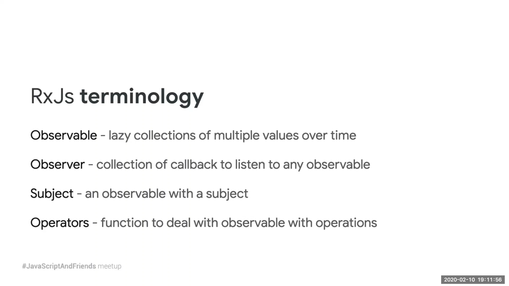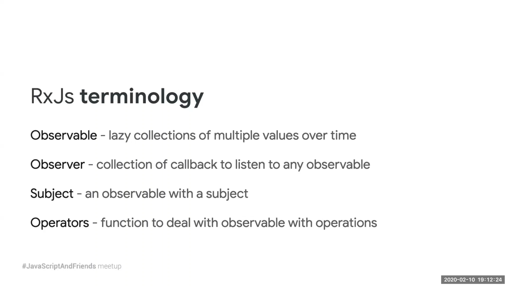Observables are lazy because when you define them, they don't do anything unless you subscribe to them. And the second word you might be hearing is observer. Observers are a collection of callbacks which listen to any specific observable. Generally, these observers contain three methods: one is next, one is error, and one is complete.